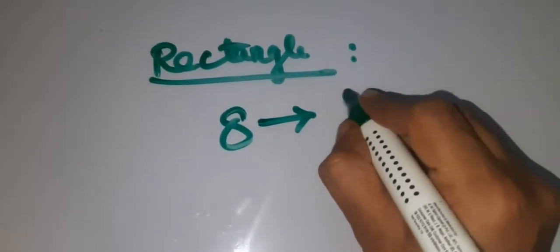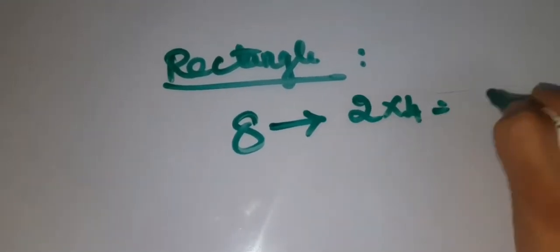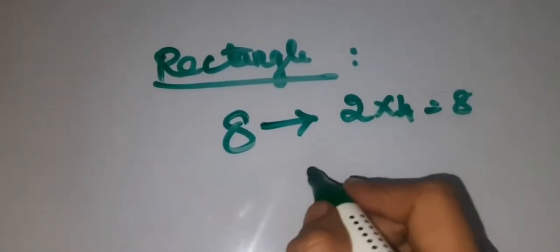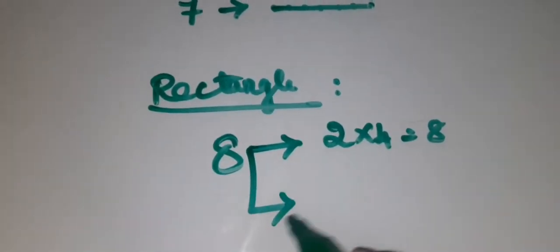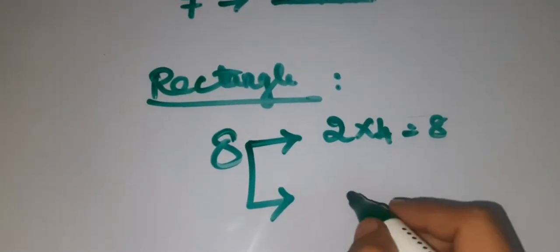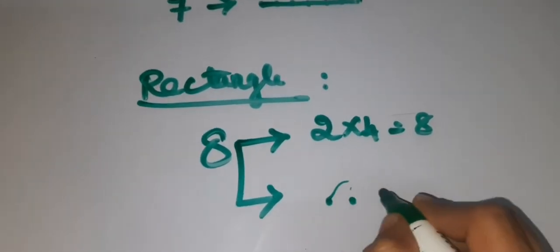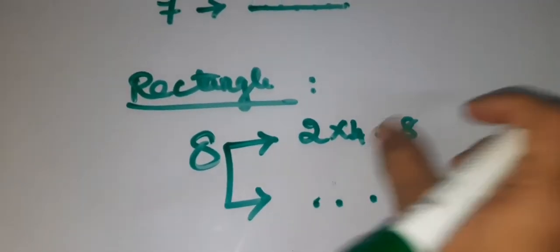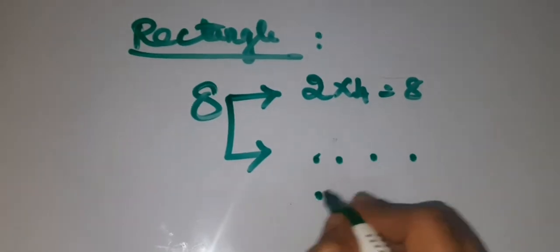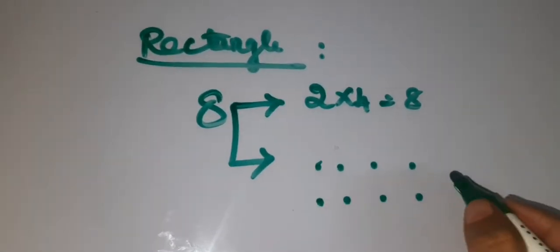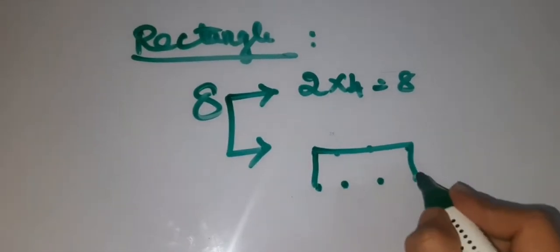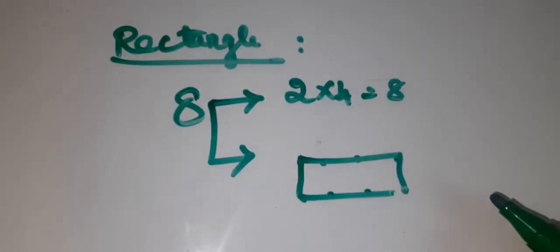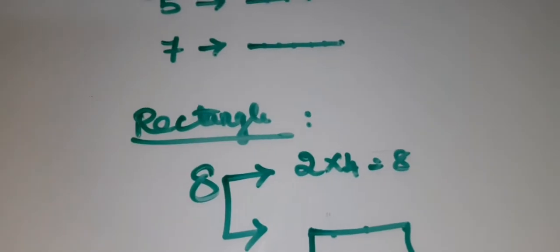We know that 2 times 4 will give 8. So the second point is you're going to arrange the number 8 in dots by arranging 4 dots in the first row and 4 dots in the second row, which forms 8, and also when you join the dots you get a rectangle. Similarly, we'll check for another number, 12.